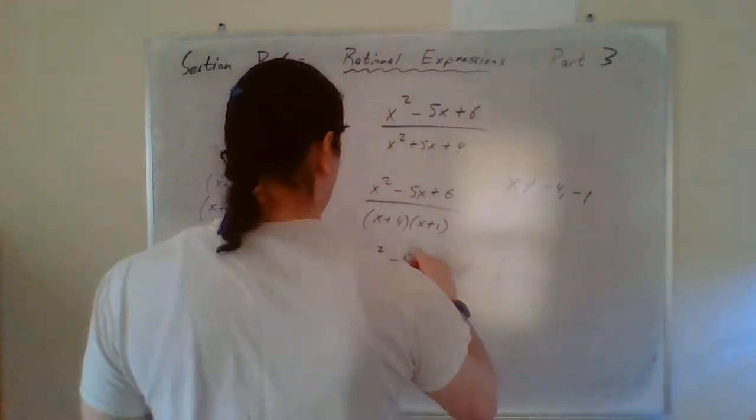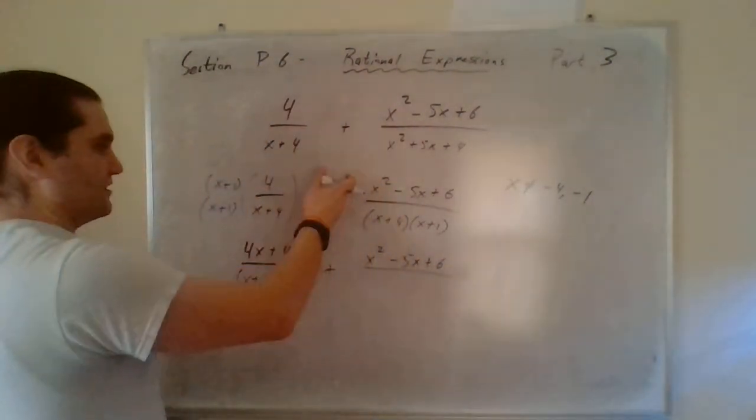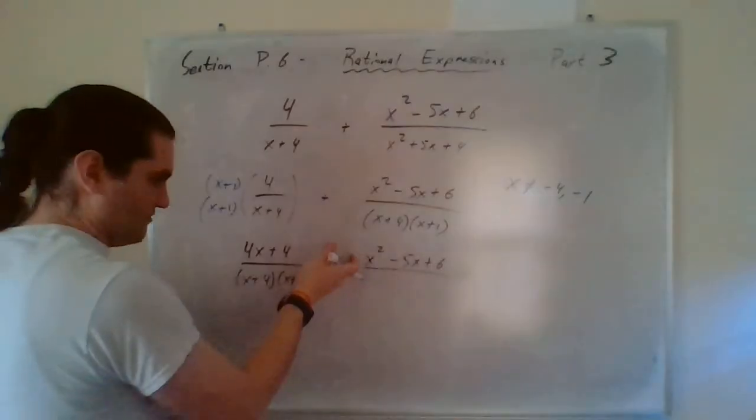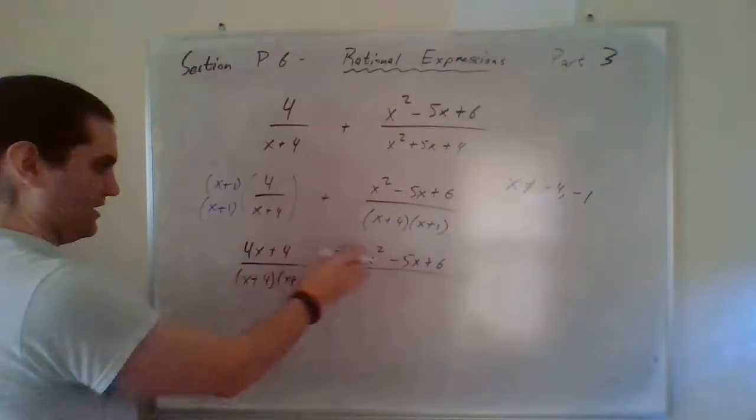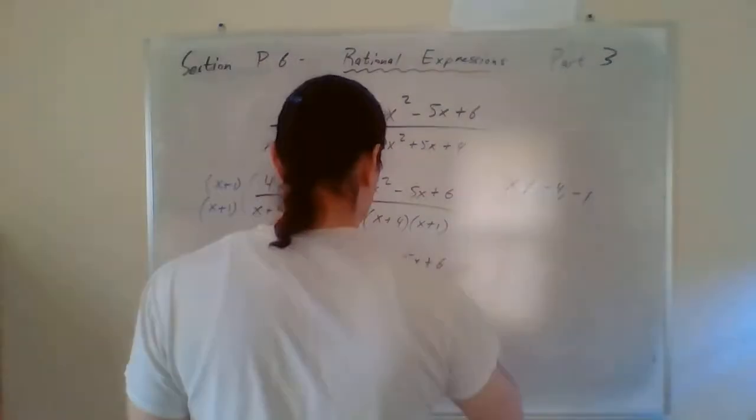That's just our x squared minus 5x plus 6. That's why we didn't want to mess with the top, because if we'd factored it, we would have had to just unfactor it right here to add it together. And there's no point in doing extra work if we can avoid doing extra work.